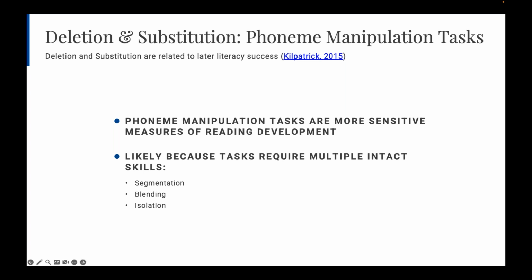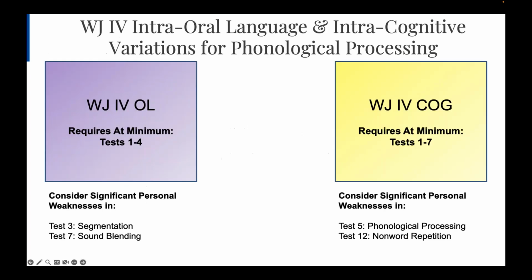Now, with that understanding of phonological processing being so core in terms of how it relates to reading achievement, there are some variation procedures and comparison procedures that may be of interest to an examiner. So when we think about the procedures that are available to you, if you are an individual who only has the WJ4 oral language, or you only have the WJ4 cog, what I'm about to provide to you via this slide will be very applicable to you.